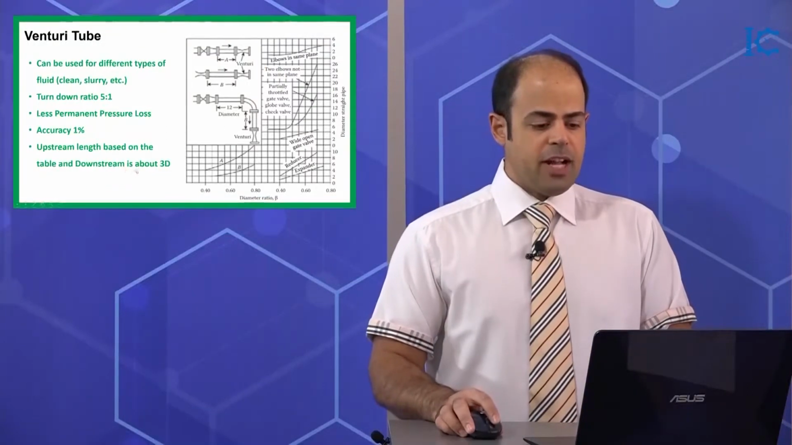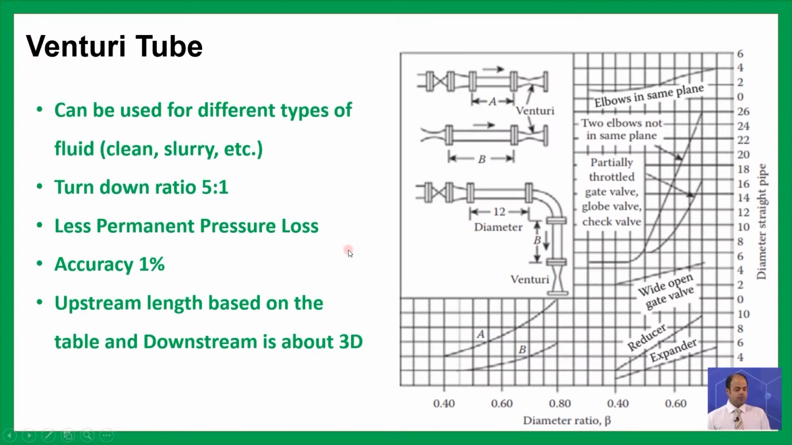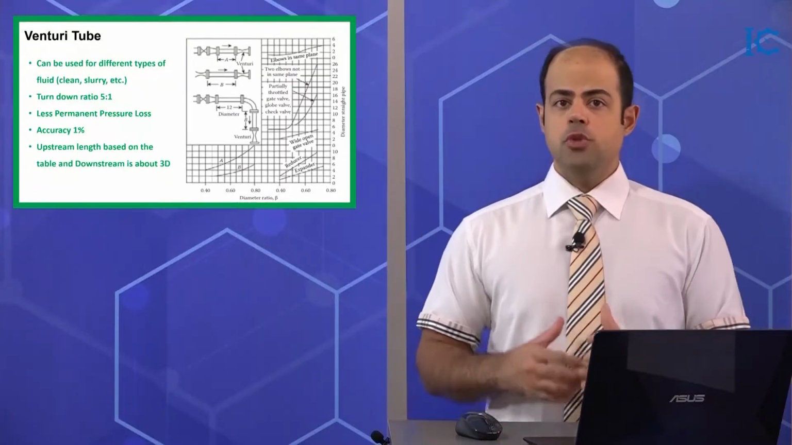So after that, as you can see, I just wrote some points and tips related to the Venturi tube. As you can see, this item can be used for different types of fluids such as clean or slurry. You are able to use it for gas service, air service, and liquid. Even for medium viscosity and high viscosity, you can have the Venturi tube used in your services as well.